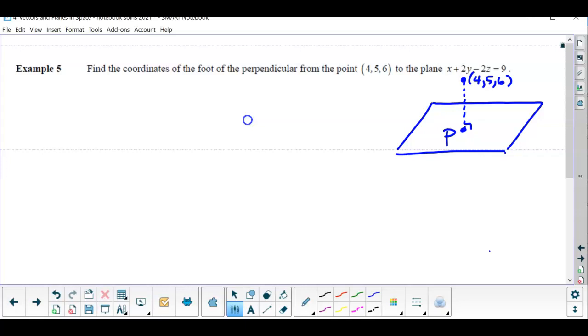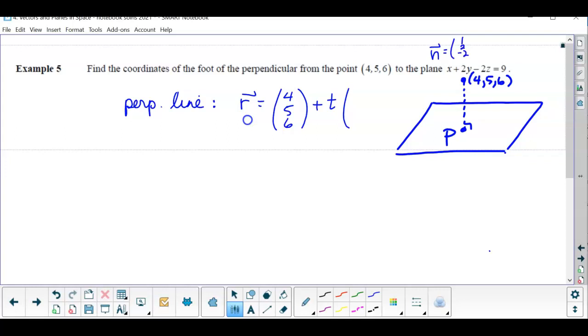Well, this line, if it's perpendicular, has a direction vector that is the normal to the plane. And then it passes through a point. So for an equation of a line, you need a point and a direction vector. So the perpendicular line could have the equation passing through that point 4, 5, 6 with direction vector the same as the normal. So this has a normal of 1, 2, negative 2. So that's actually the line going all the way through.